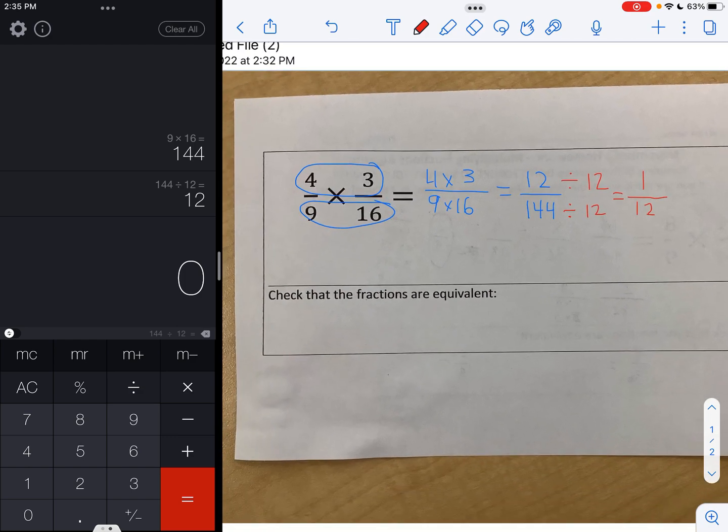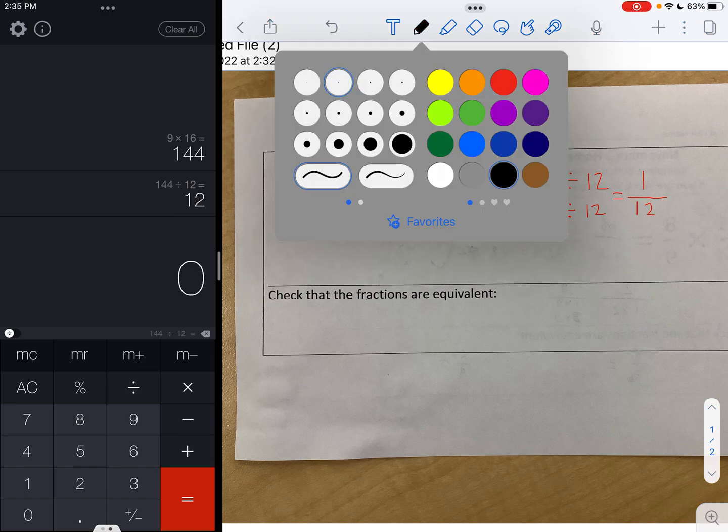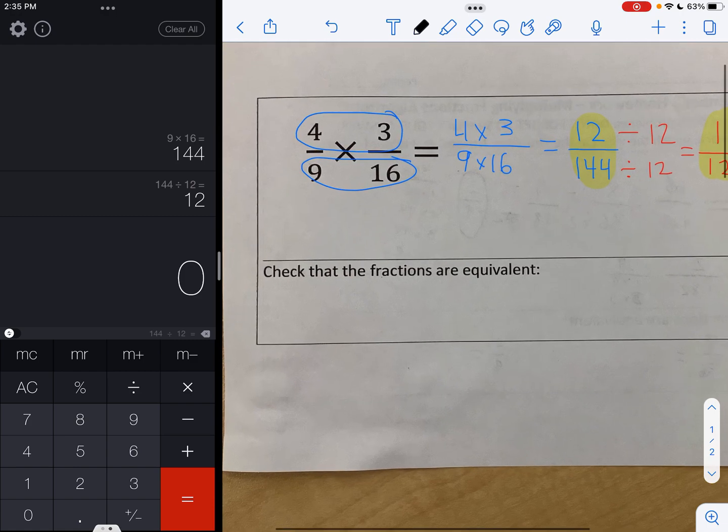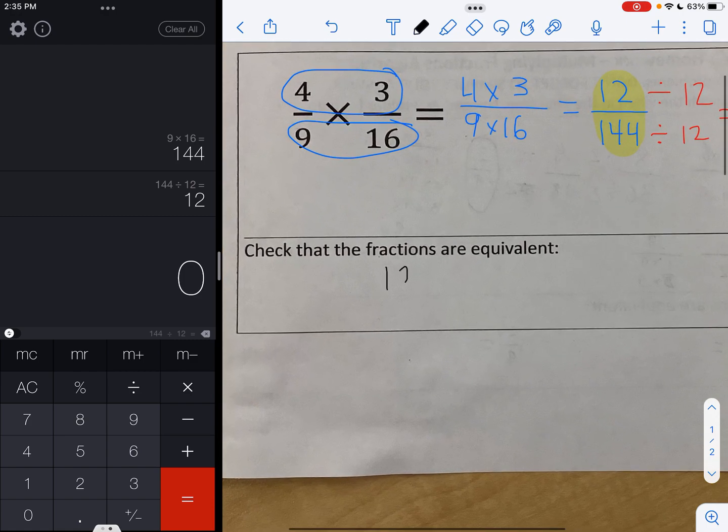The last step, which is something that you need to do to get full credit on this assignment, is check to see if the fractions are equivalent. So when we're talking about the fractions here, we mean this first fraction that we got when we initially multiplied and this fraction that we got after we simplified. So the first one is 12 over 144. The second one is 1 over 12.